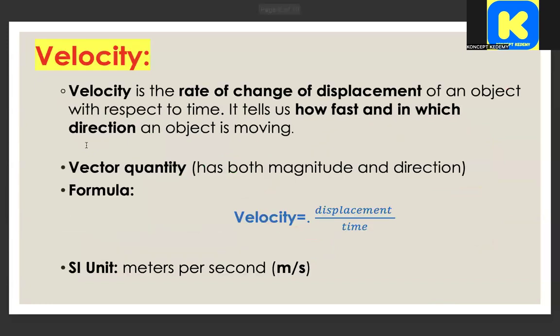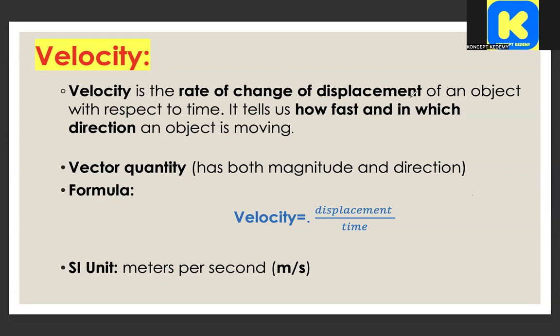Let's go with the velocity. So what is the velocity? Actually, velocity is the same. In speed, we see how much distance has been covered in a particular amount of time. But here we will see how much displacement we have done in a particular amount of time. That's the only difference between speed and velocity. So let's see what is velocity.